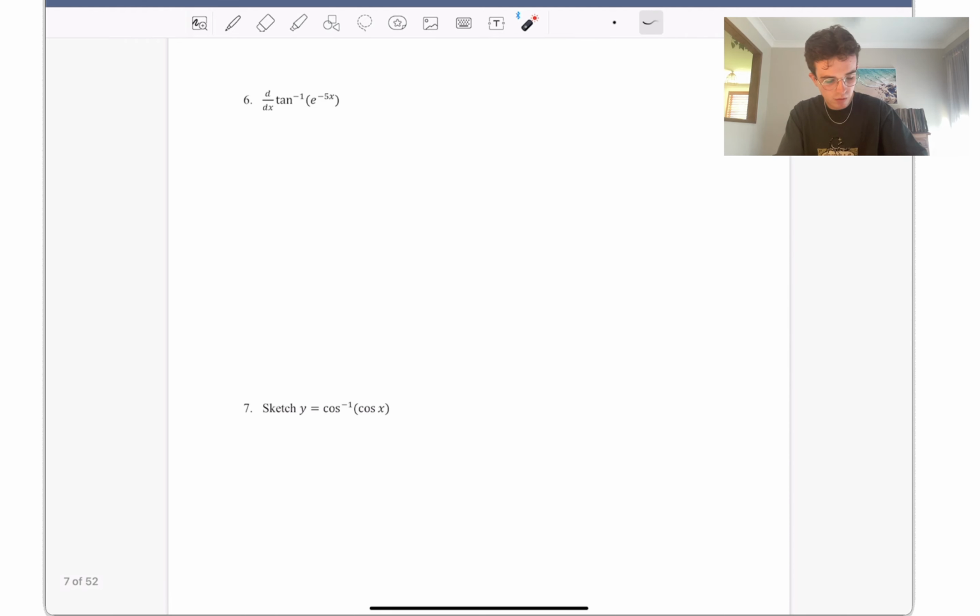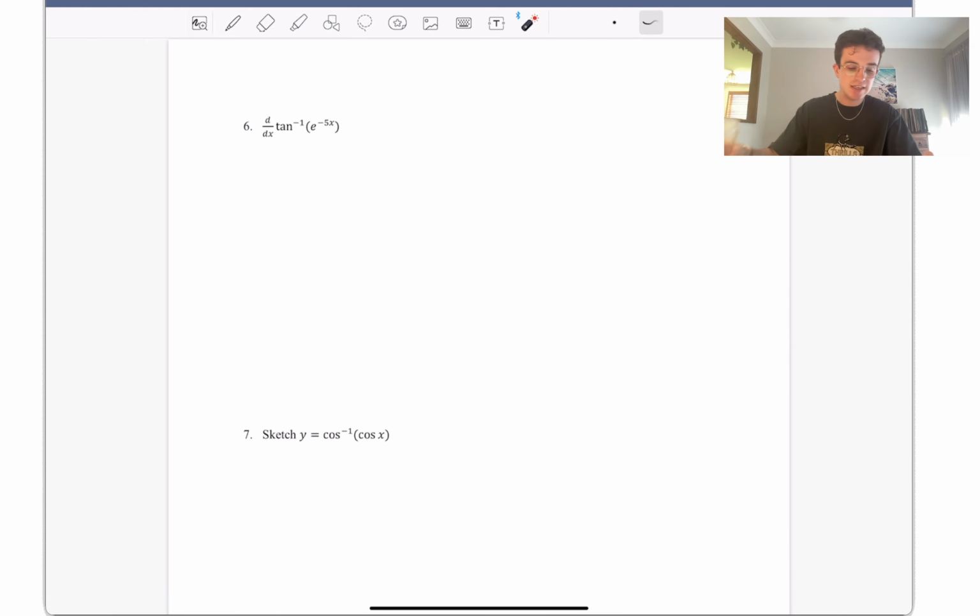Okay, we're going to differentiate d by dx of tan inverse of e to the minus 5x. We might just to the side recall what the differentiation of e to the minus 5x is. When we differentiate e to the anything, we differentiate what the power is and we bring it down. So minus 5, and then we just leave this thing the same. So minus 5e to the minus 5x.